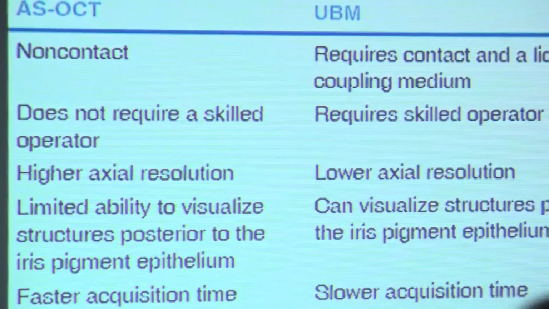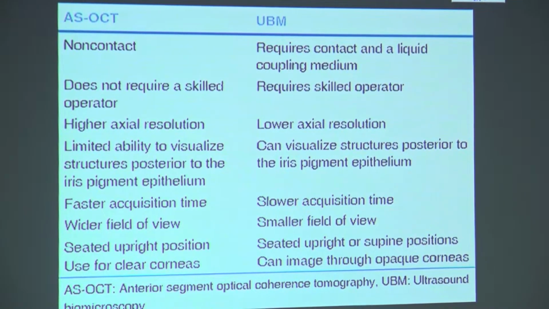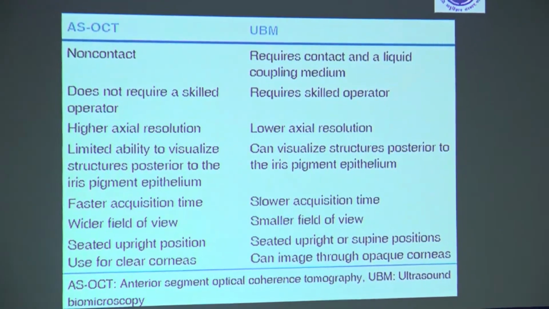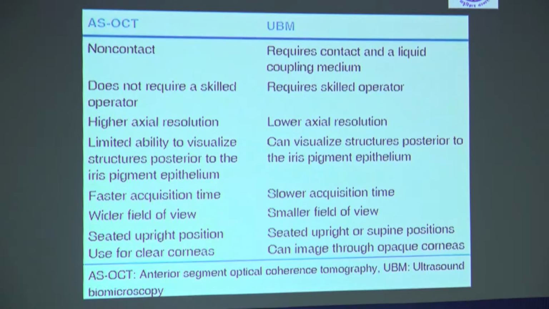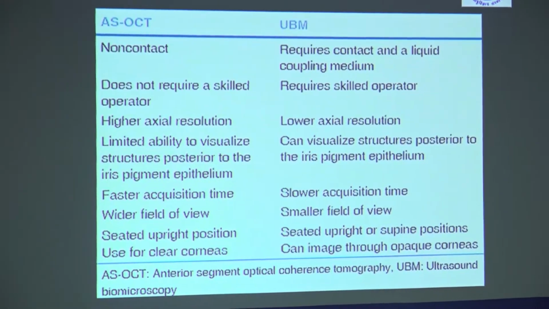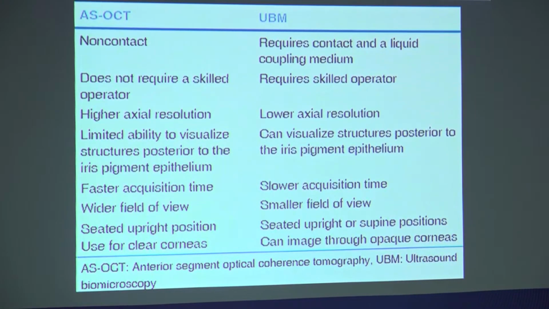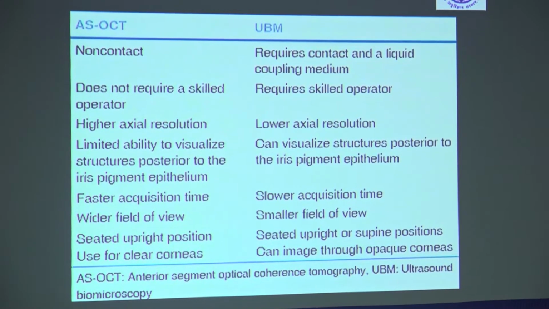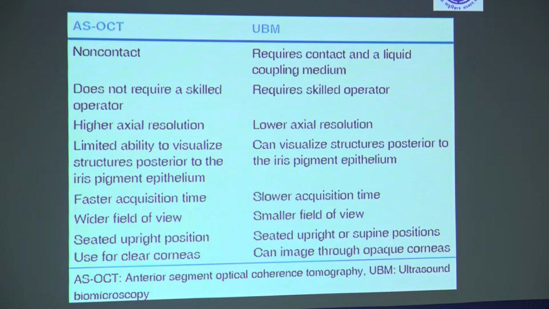The main advantage of ASOCT is that it is a non-contact procedure. A UBM can also give you much information, but the basic difference between the two is that ASOCT is non-contact and does not require a skilled operator. And of course, it gives a higher axial resolution, and the acquisition time is also less. So it is definitely giving you more information, because ASOCT has more axial resolution compared to UBM.